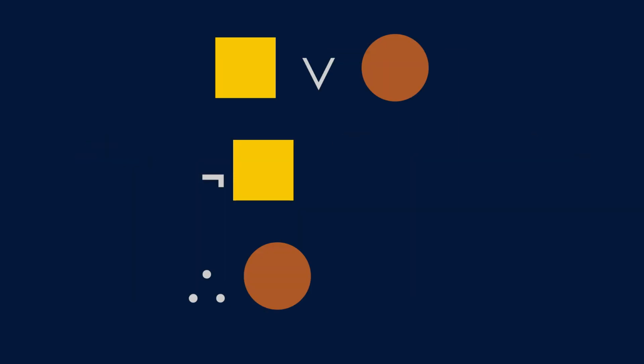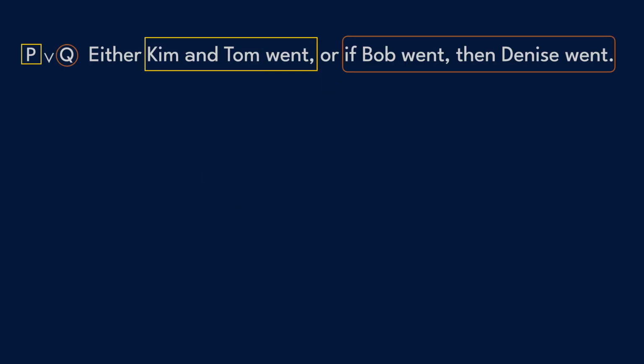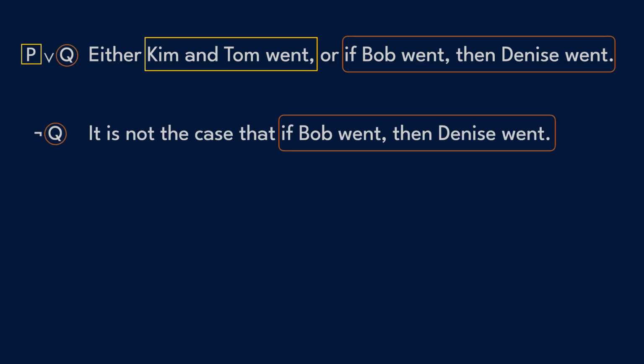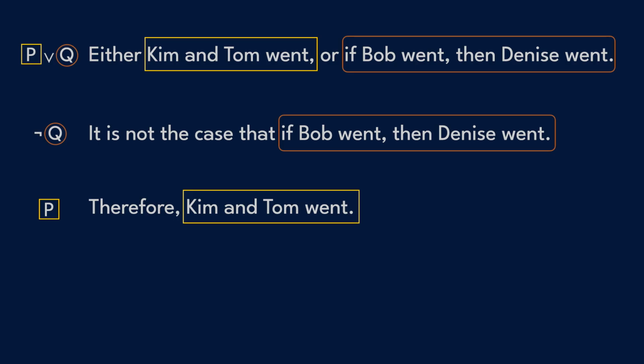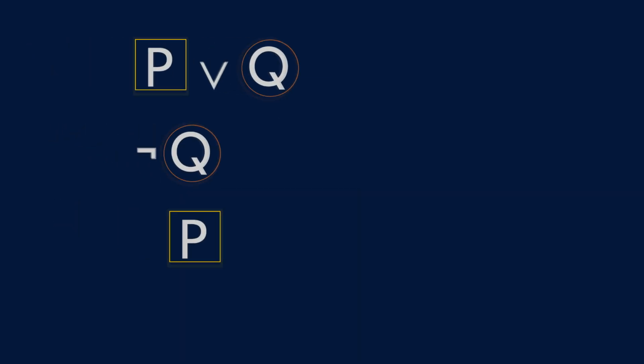The box and circle example shows that P and Q can really stand for anything. For example, either Kim and Tom went, or if Bob went, then Denise went. It's not the case that if Bob went, then Denise went. Therefore, Kim and Tom went. It looks messy, but the pattern is simple.